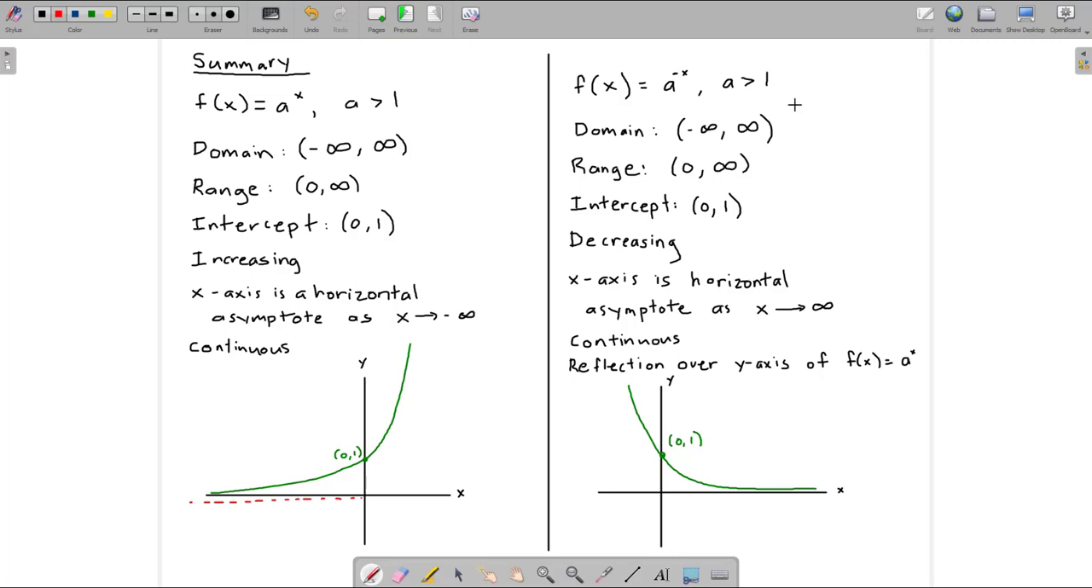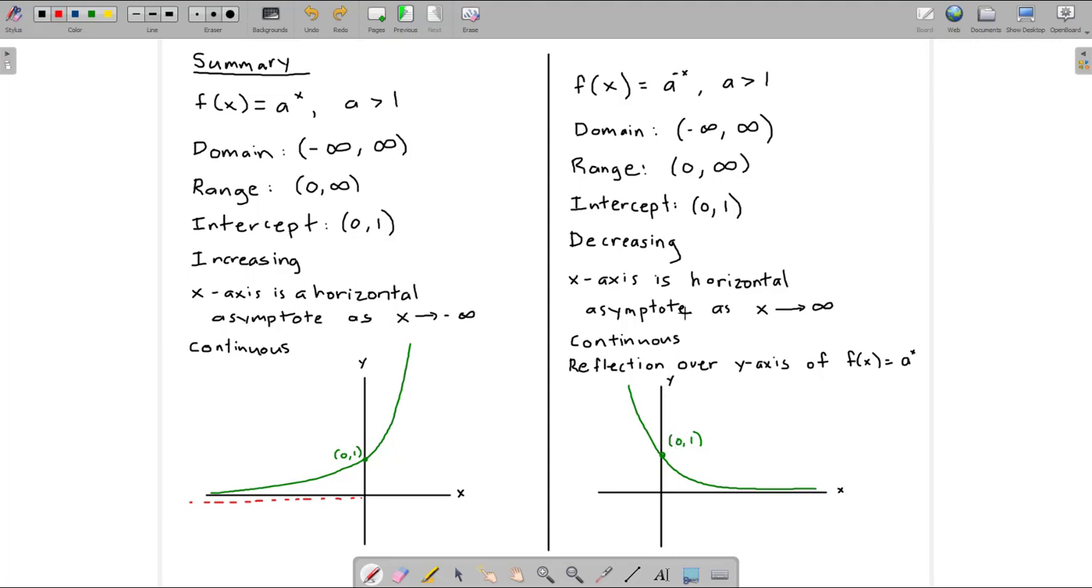So then let's look at the other case, the a to the negative x. And so the domain is the same. All real numbers here again. The range is also the same. It's still from 0 to positive infinity. Again, it never crosses into that negative zone. Our y-intercept is 0, 1 once again. This function is decreasing. So going from left to right, remember we always read it left to right, it's always going downhill. So this function is always decreasing.